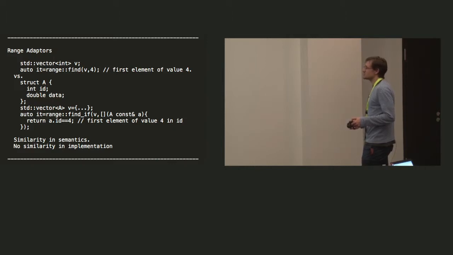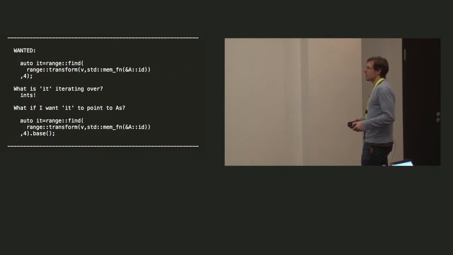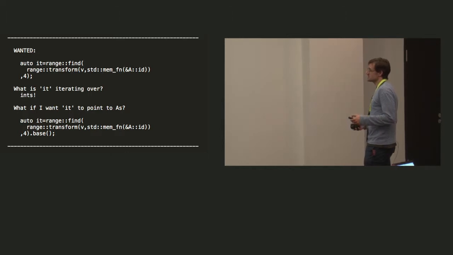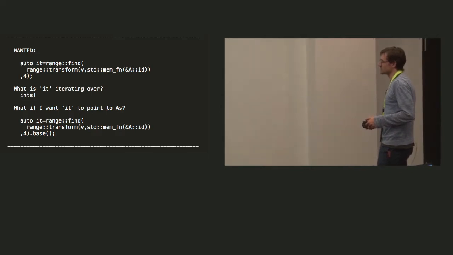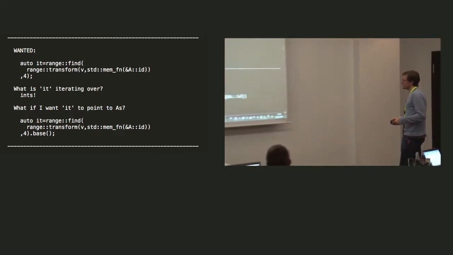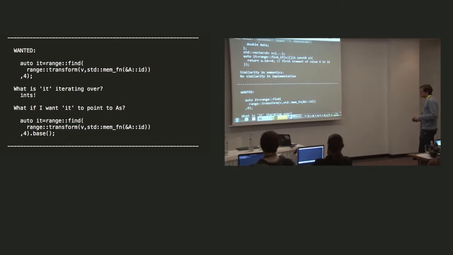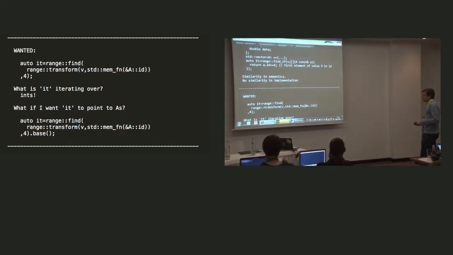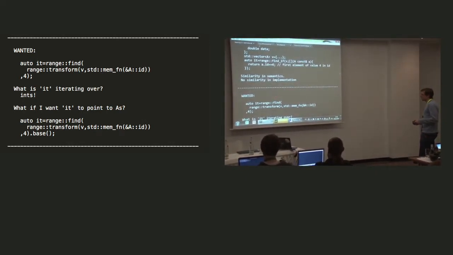Now let's see, what do we really want? How could this look? Like this, for example. You say, my range is first transformed, my V of A's is transformed by projecting it onto the id. So you're getting all the ints out of the vector, and then this resulting range runs over ints, and now I want to find the 4 inside that range.